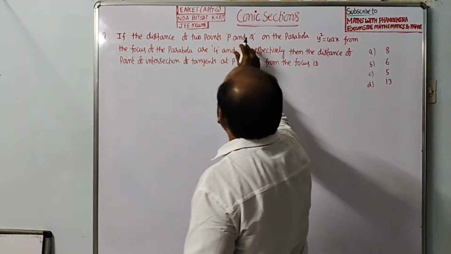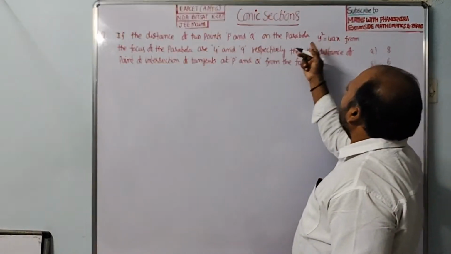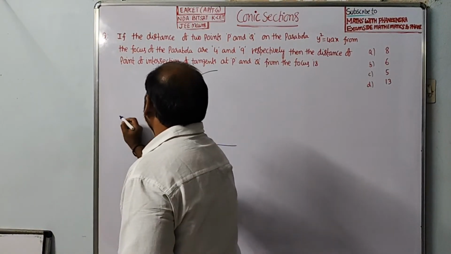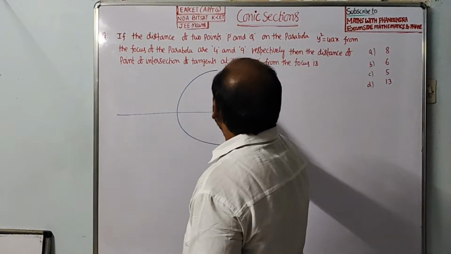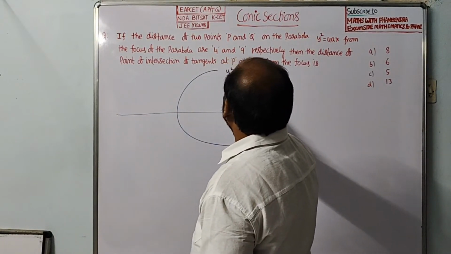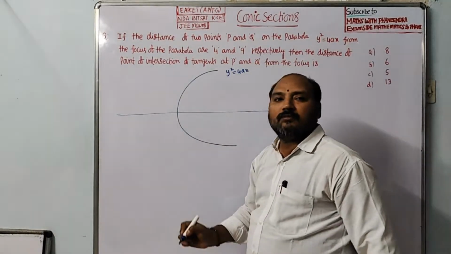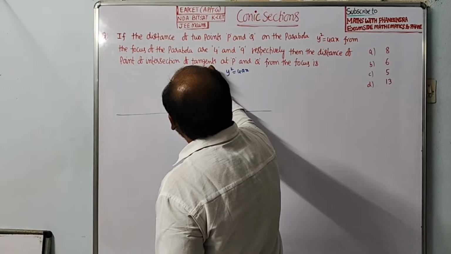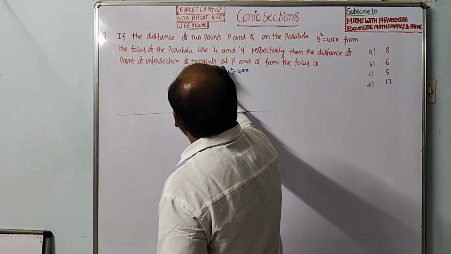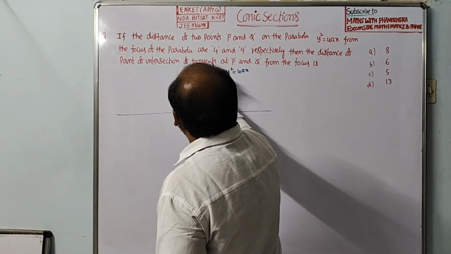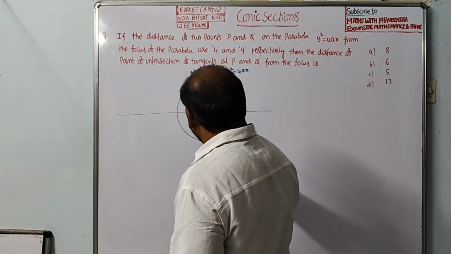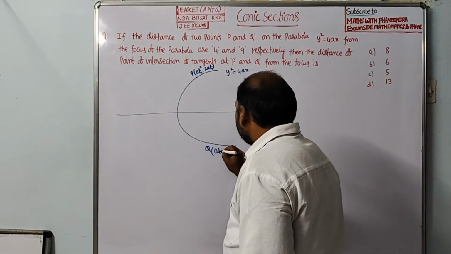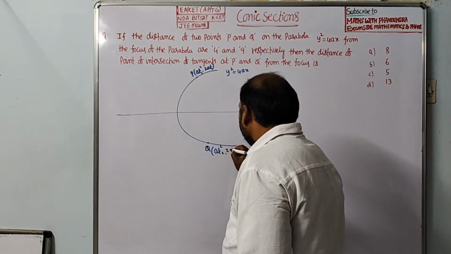If the distance of two points P and Q on the parabola y square is equal to 4x, the parabola is like this. This is the y square equals 4ax parabola. Generally you have to take the point P here, that means (at², 2at). Here you take another point Q: (at₂², 2at₂).